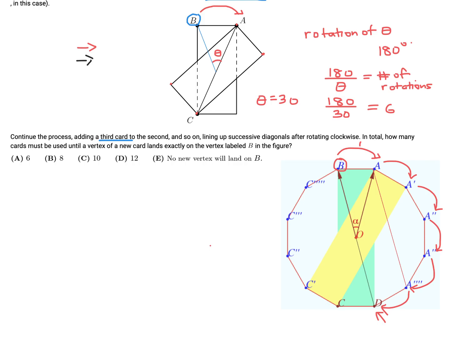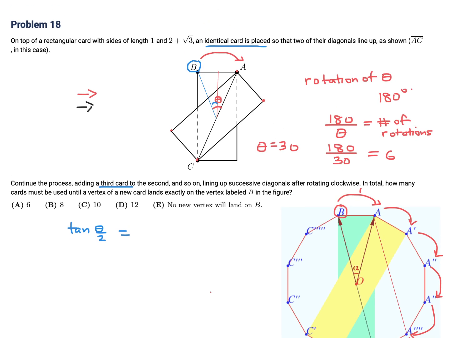But it's important for me to show you how to get that angle. So let's show you how to get that angle. First, I'm going to draw a line like that, and that will help me. Using that diagram, I'm going to use tan. The tan of not theta, but theta over 2, because I'm really looking at the angle from here to here, just half of that. Did they give me dimensions? Yeah, they did. This side is 1, and this side is 2 plus root 3.